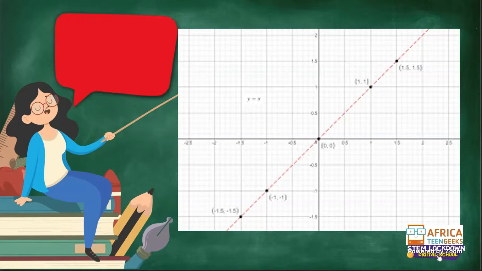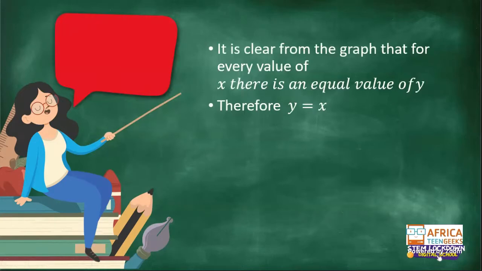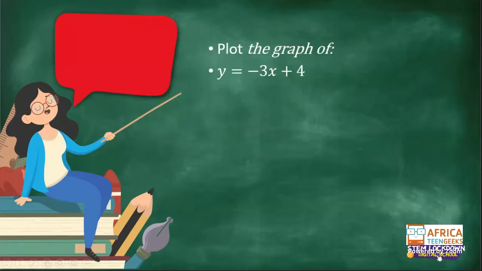Right, and then the point that we're making here is that it is clear from the graph that for every x value, there is an equal value of y. Therefore, y is equal to x, and this will be the formula to plot the graph that we just witnessed. That's the graph of y is equal to x.